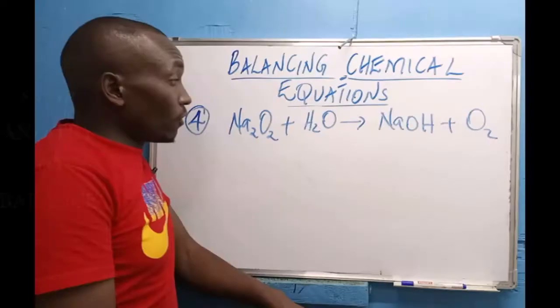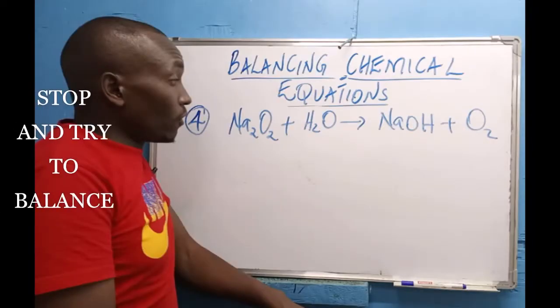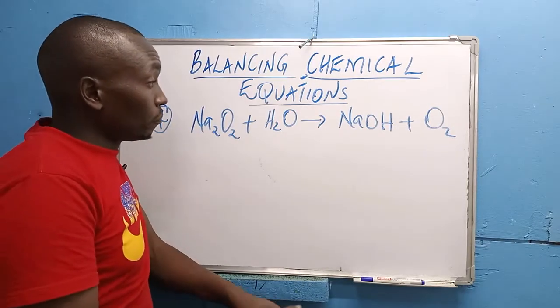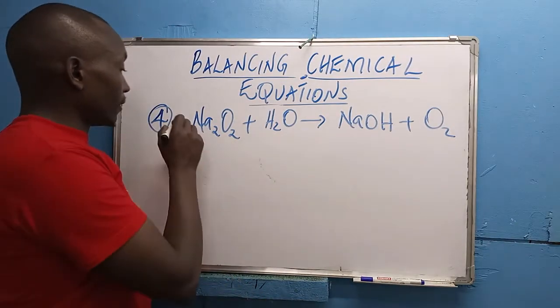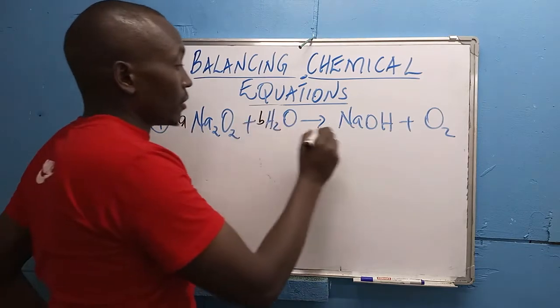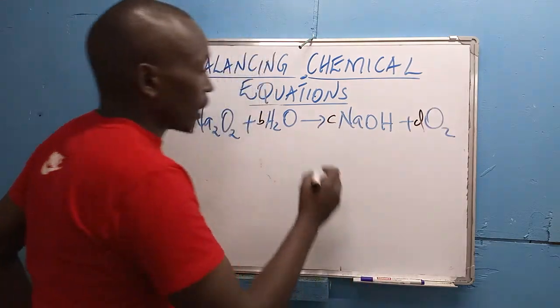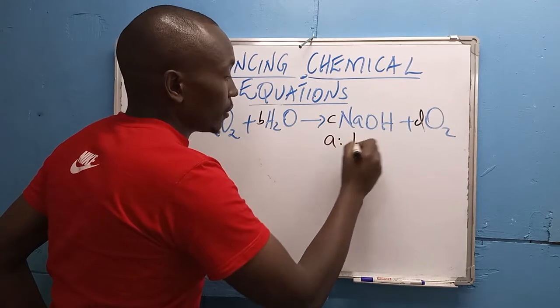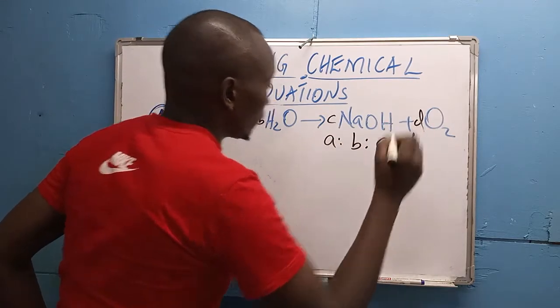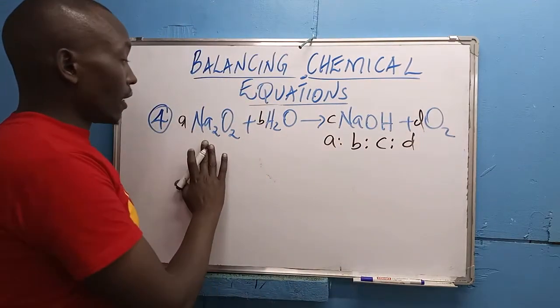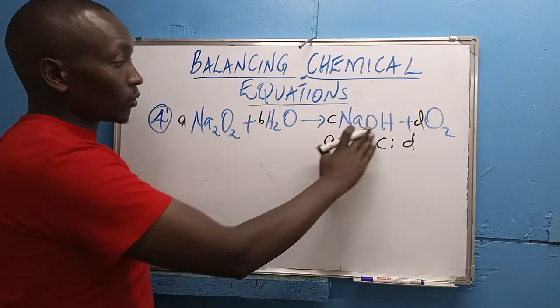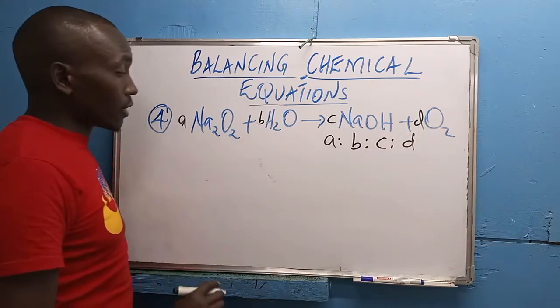Example 3. Okay, this is the next equation. Kindly stop the video and try to balance. Example number 4 of an equation that we wish to balance. Again, this is A, B, C, and D. Our aim is to find A, B, C, and D. Good. This is sodium peroxide reacting with water to give us sodium hydroxide and oxygen gas.